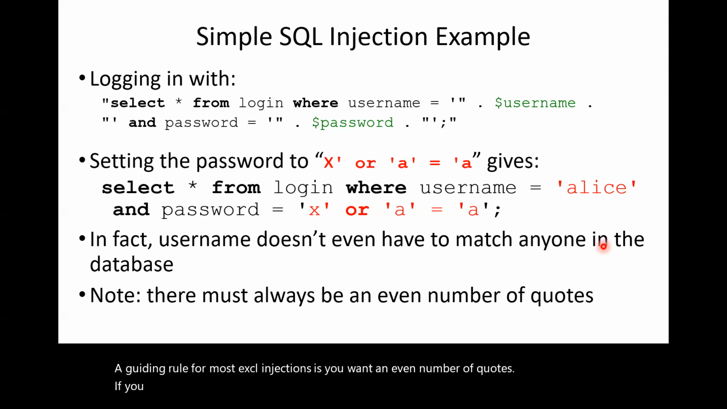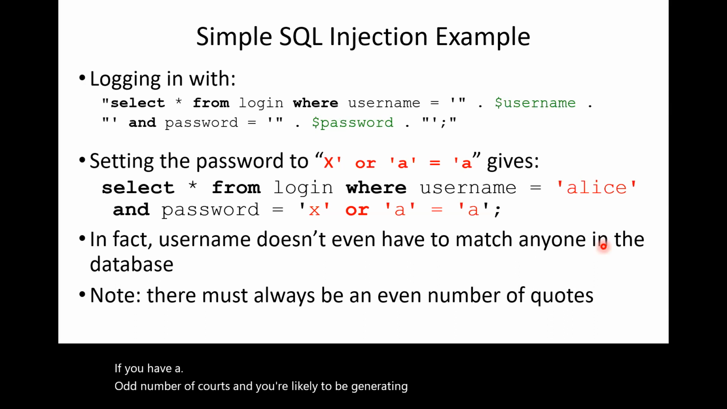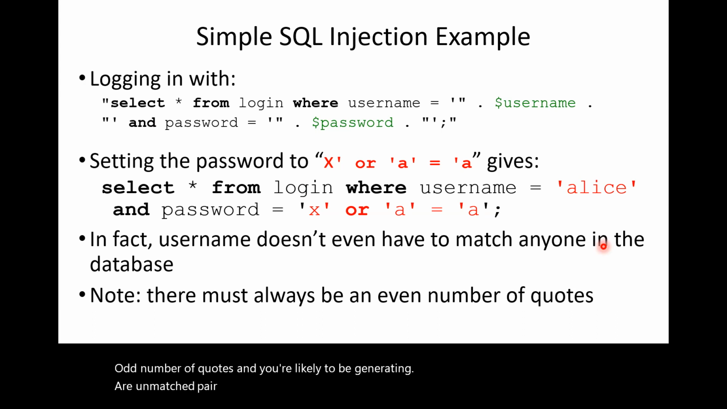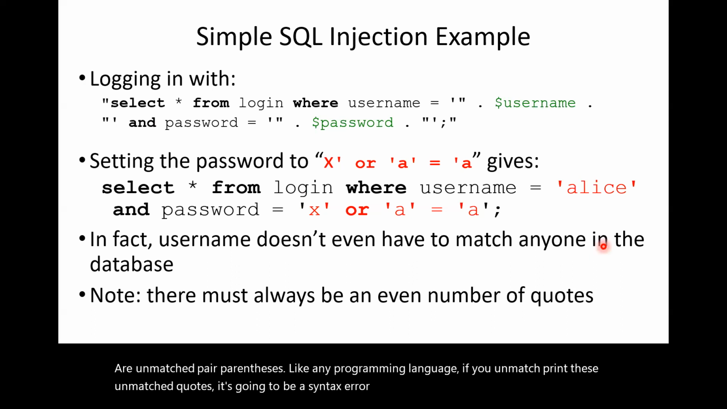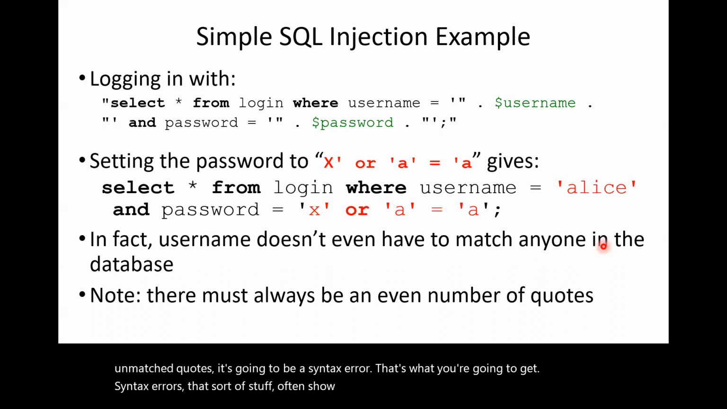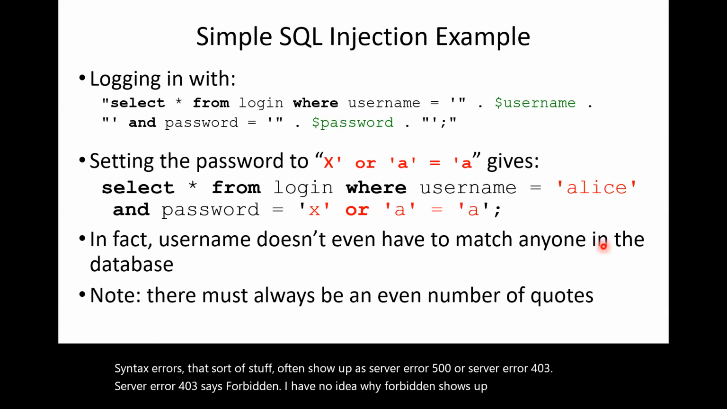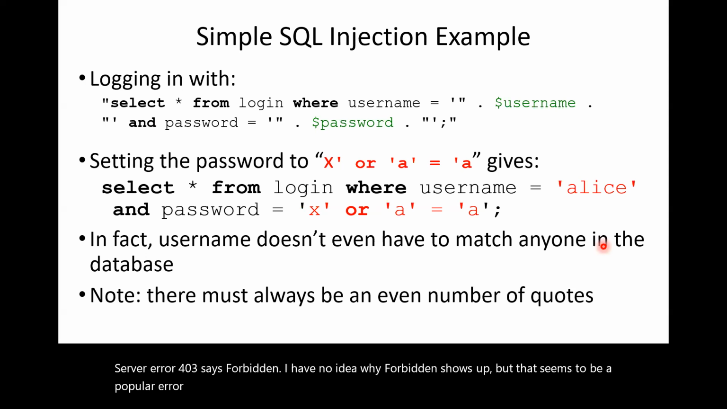If you have an odd number of quotes, then you're likely to be generating an unmatched pair of parentheses. Like any programming language, if you have unmatched parentheses or unmatched quotes, it's going to be a syntax error, and that's what you're going to get. Syntax errors, that sort of stuff, often show up as server error 500 or server error 403. The server error 403 says forbidden. I have no idea why forbidden shows up, but that seems to be a popular error if you do it wrong.